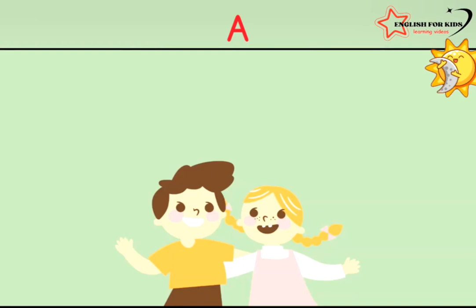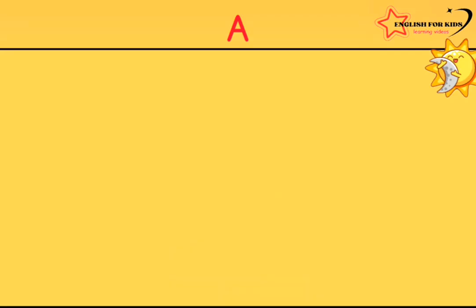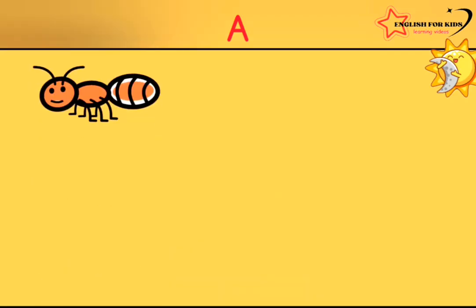Repeat after me. A, a, a, a. Can you repeat after me? A, a, a, a. Great. A is for ant.